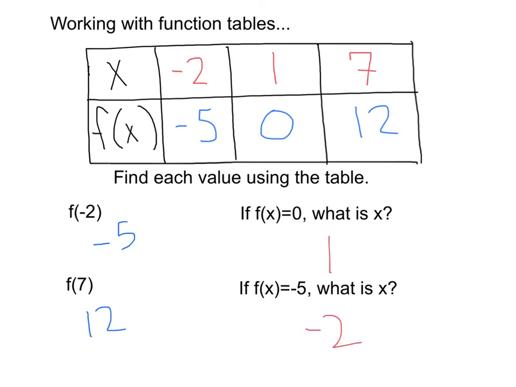When using these function tables, just make sure to determine what information they're giving you. Like these over here, f of negative 2, f of 7, they are giving you the x value and want you to find the f of x value. If they tell you the f of x value, that means they're giving you your y, or f of x, value and they want you to find your x.